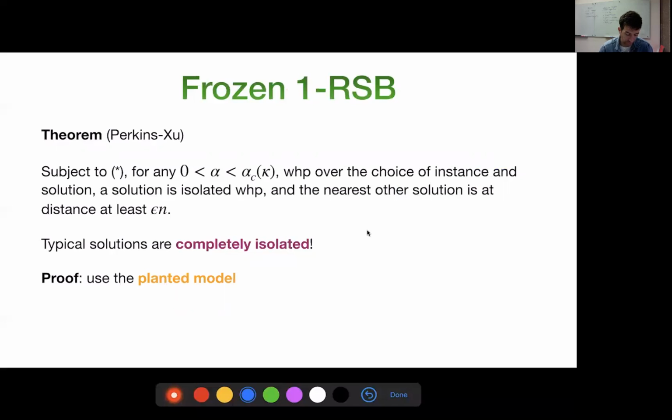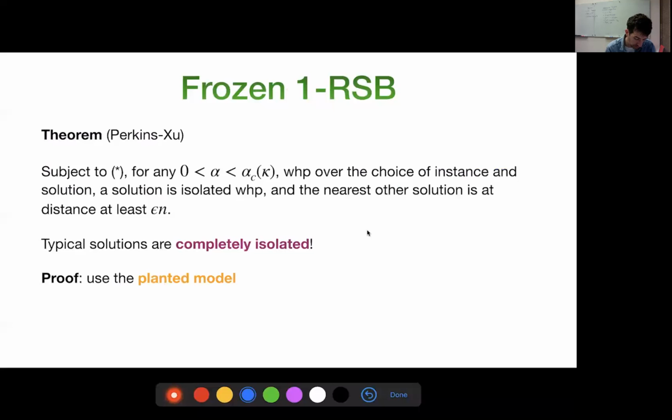So the solution space is completely frozen. And note the quantifiers. It's with high probability over the choice of the instance and with high probability over the choice of random solution. So it doesn't mean that every solution is isolated. It means that a 1 - o(1) fraction of solutions are isolated. And so this proves, at least for this model, the conjectures from the physicists, but it doesn't contradict this algorithmic prediction that there are exponentially rare clustered solutions.